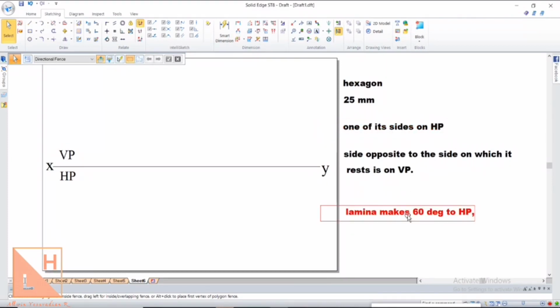The other way around, if you want to identify where to rest the lamina, whether on VP or HP, see where the lamina is inclined to. The lamina is inclined to HP at 60 degrees. So it is clear we need to draw the hexagon in the top view. While you are drawing the hexagon, you need to check one more thing, whether you want to draw it in corner condition or edge condition. Since it is resting on a side, let us keep the side on the left side, which means that you need the edge condition.